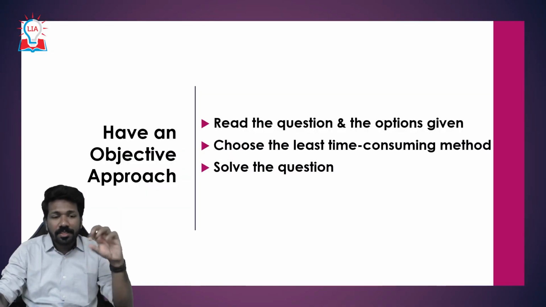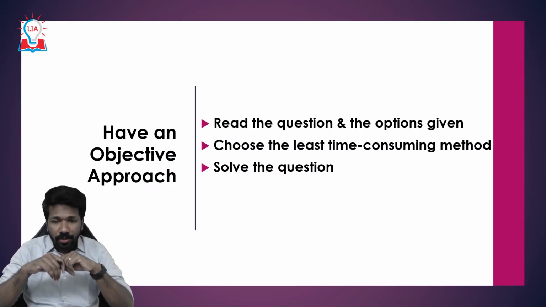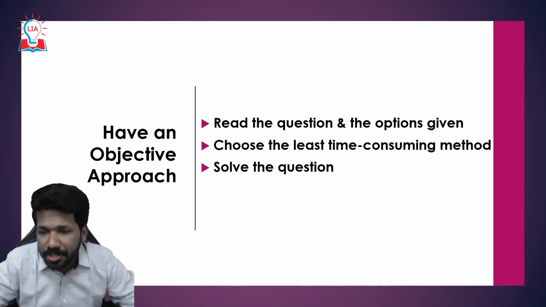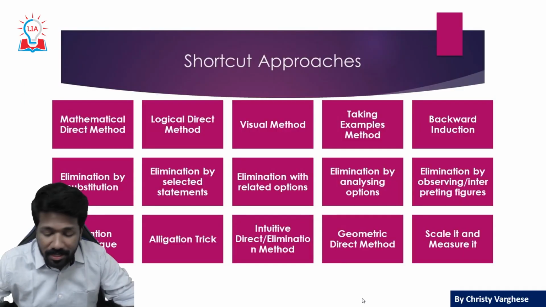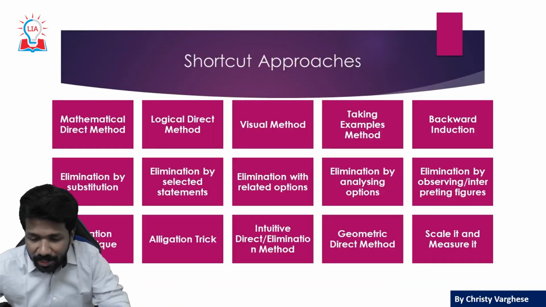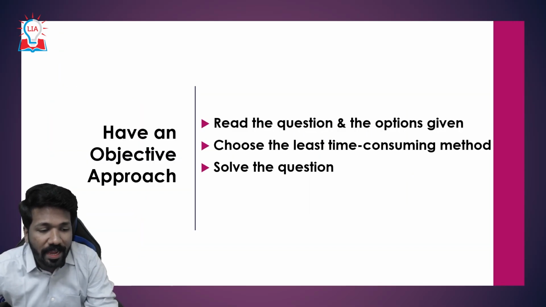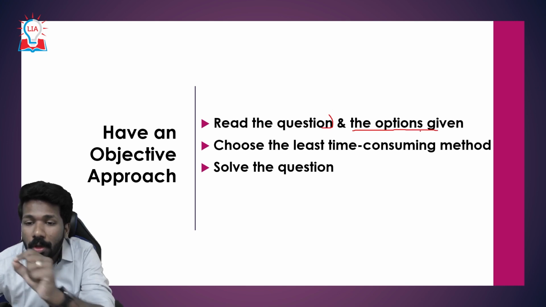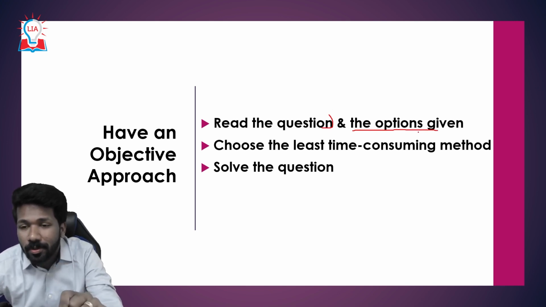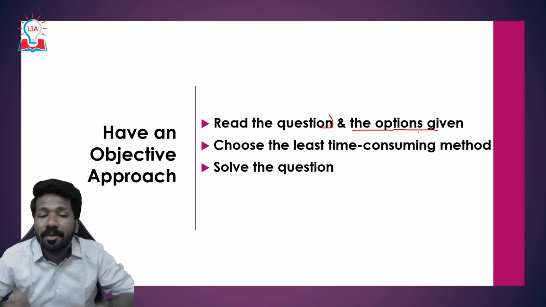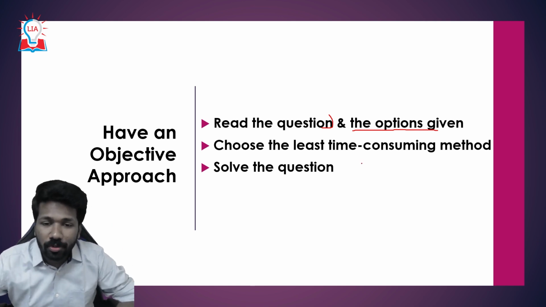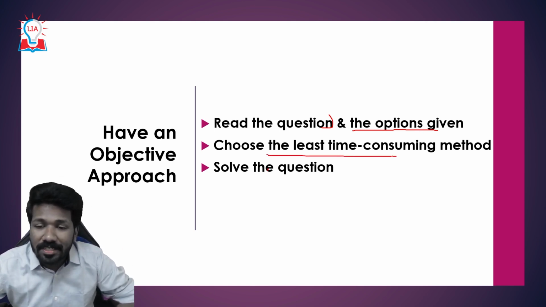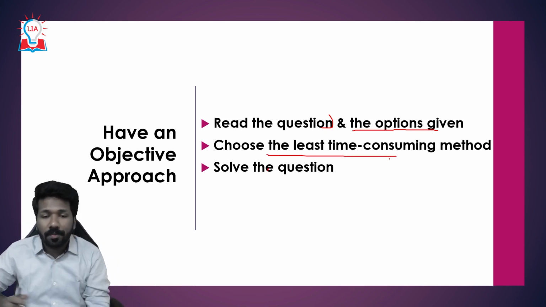So when you see a question, there are 3 things you have to do. Read the question and the options given. Many aspirants make the mistake of reading just the question but not the answer options. Just reading the question till the question mark is not enough. You have to read the question and the options given, because options are also part of the question, and that is also a very big clue we are getting in many questions. And by reading the options, you will understand what is the least time consuming method to solve that question.